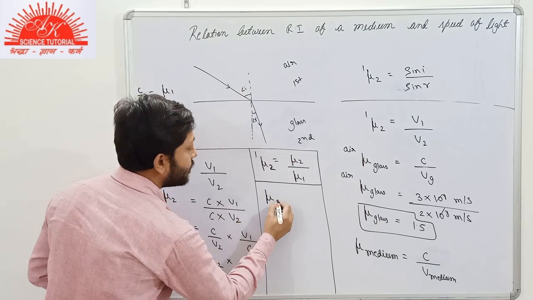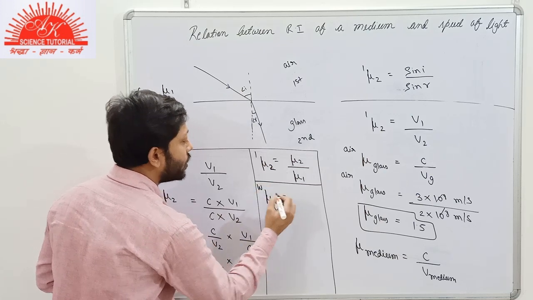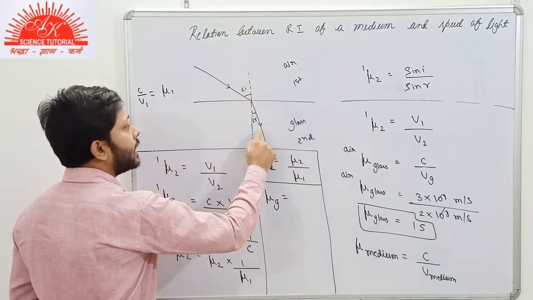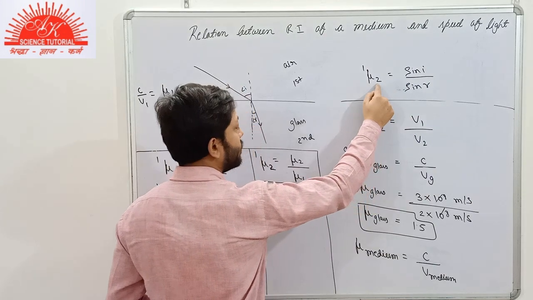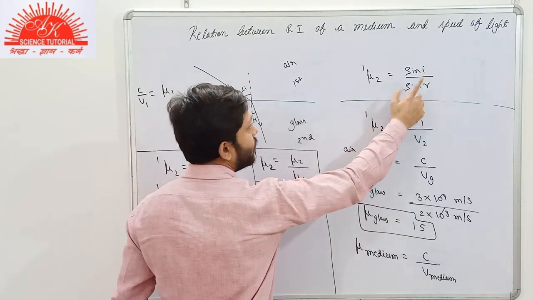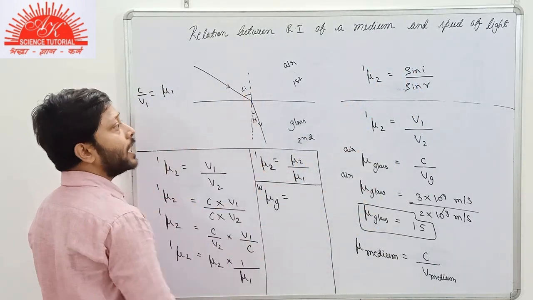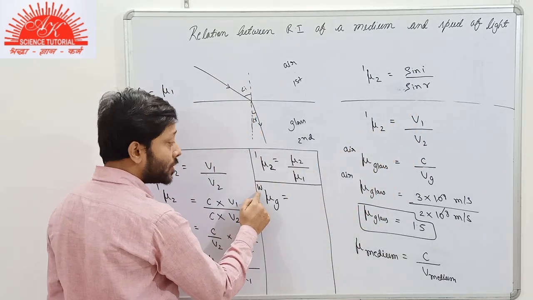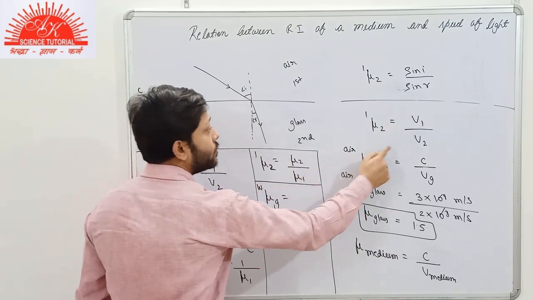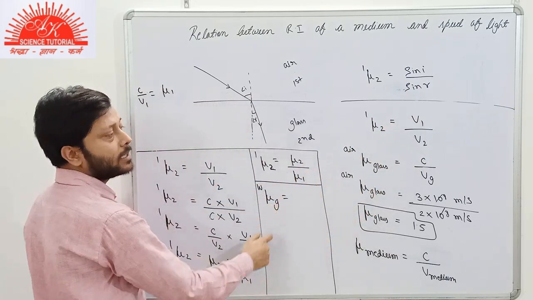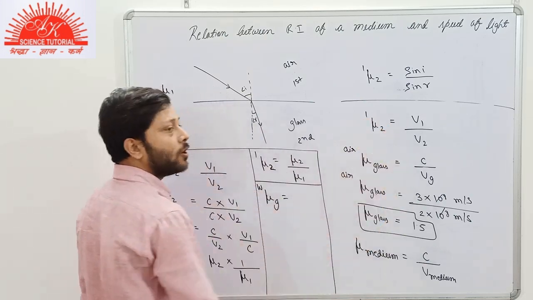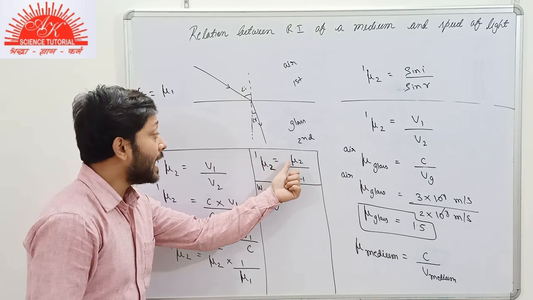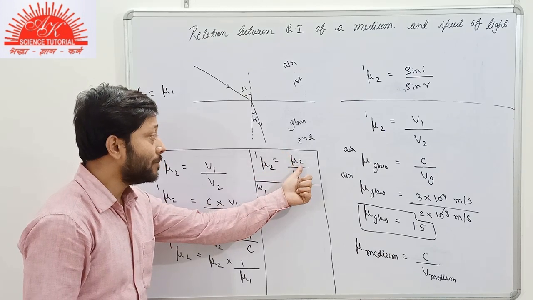Suppose you have to find the refractive index of glass with respect to water. Then we have three options. If we have the idea of angle I and angle R, we can find the refractive index of glass with respect to water with the help of this ratio. If we do not have the idea of angles, we can use this ratio, that is the speed of light in the first medium, water, to the speed of light in the second medium, glass. Suppose we do not have the idea of speed also, what can we do? We can use this ratio, that is the absolute refractive index of the second medium.